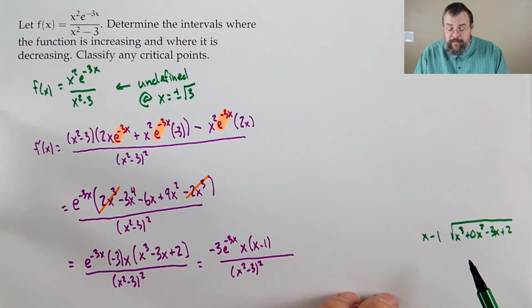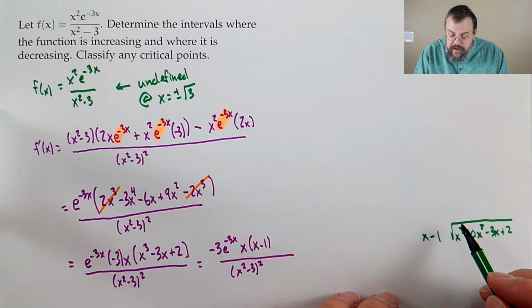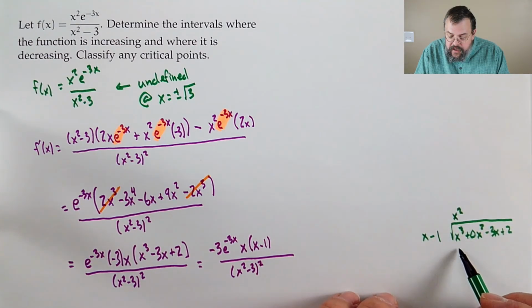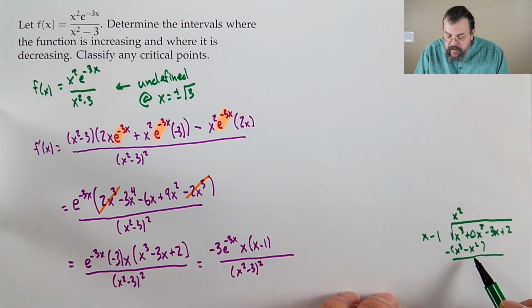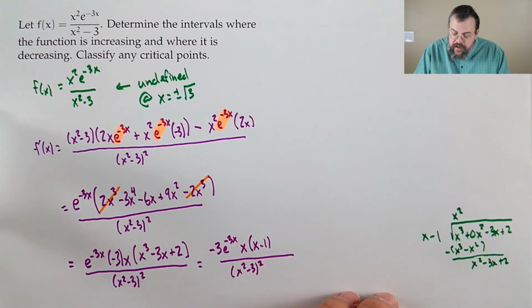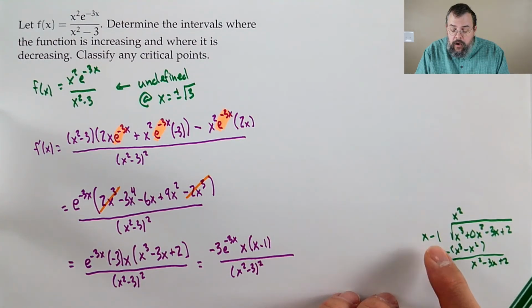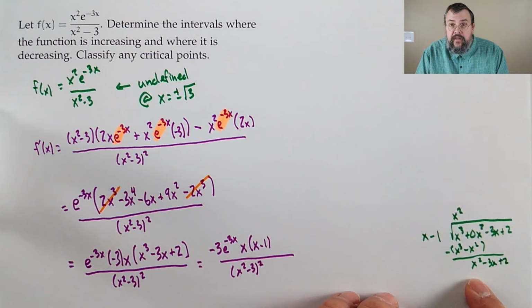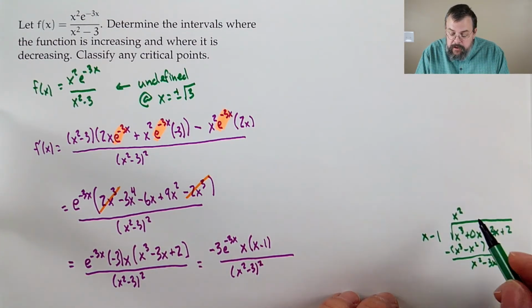What would I have to multiply by to get from x to x cubed? The answer is x squared. Okay, so now I multiply x squared times that whole expression. That's x cubed minus x squared. Do a little bit of subtraction, and we'll end up with x squared minus 3x plus 2. Now again, ask the same question. Here's x squared, here's x. What do I have to multiply x by to get to x squared? I have to multiply by x, so that's a plus x.